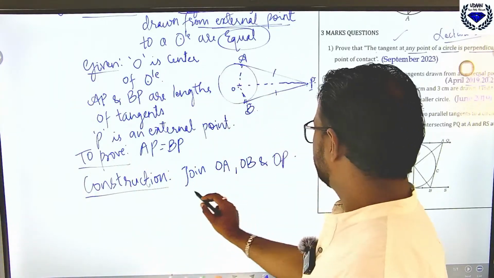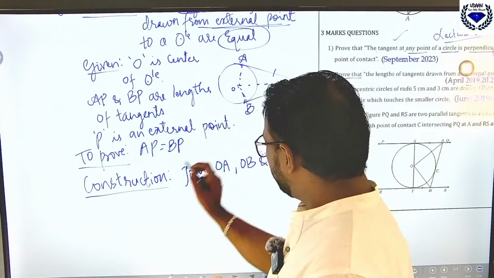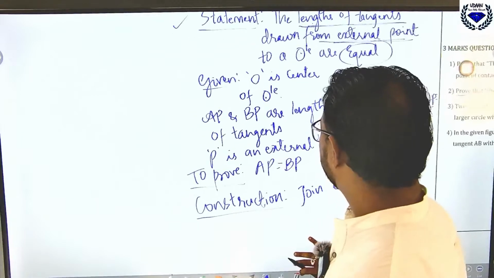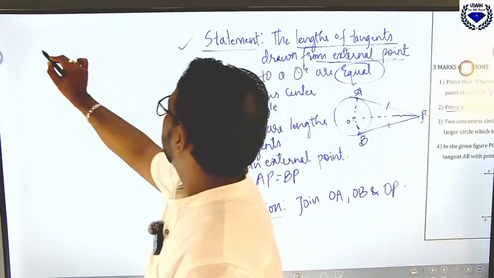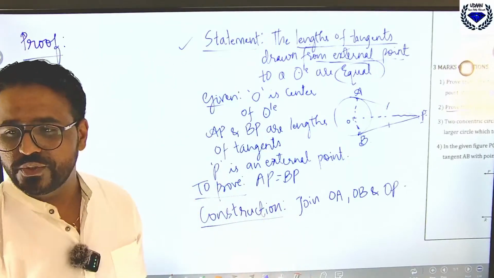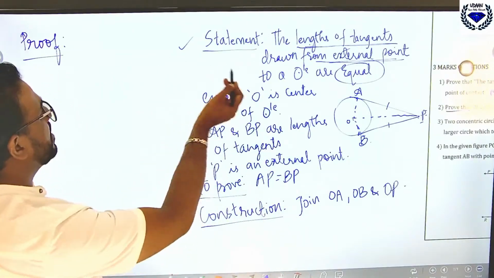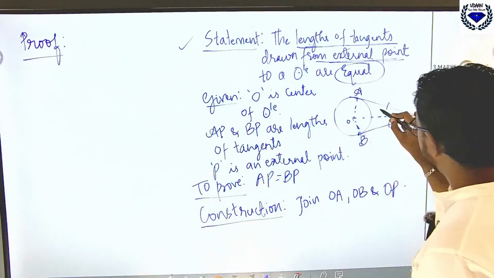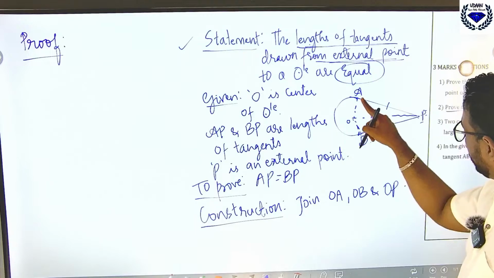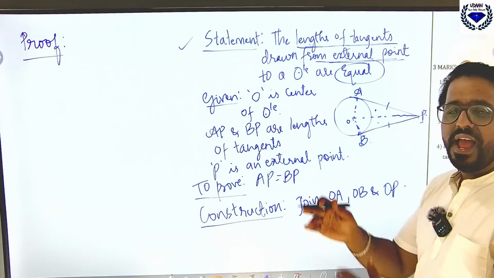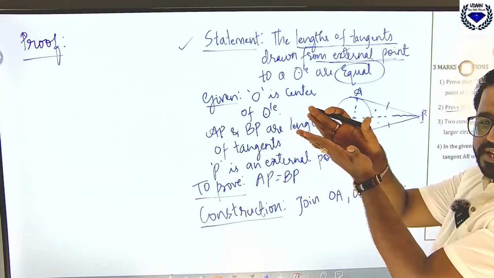Coming to the next one. Then you should write the final part, that is proof. So I'll write proof here. I hope it is visible. In the proof, you just take these 2 triangles. I'll just mark a dot here. OAP and OBP. These 2 triangles you should take, and you should prove that these 2 triangles are congruent.